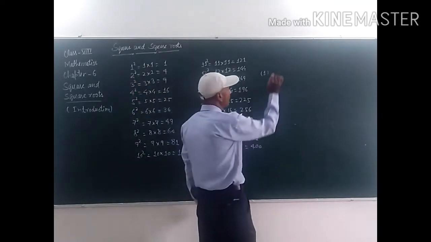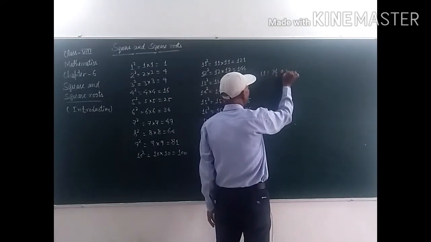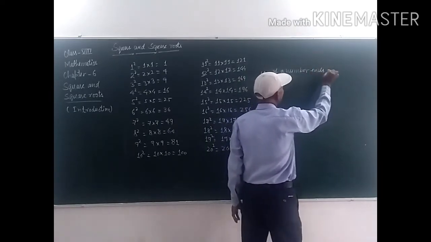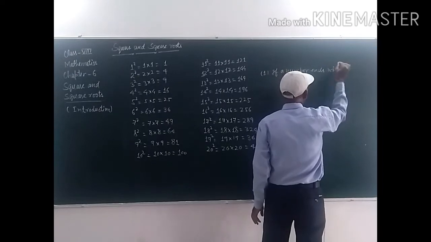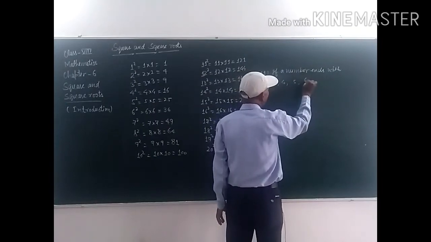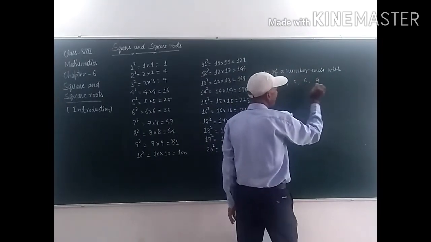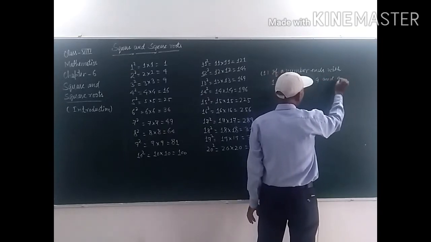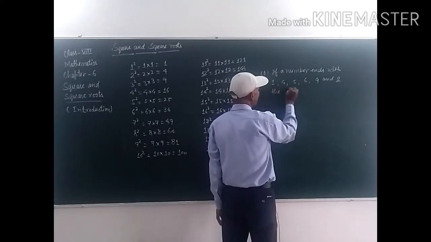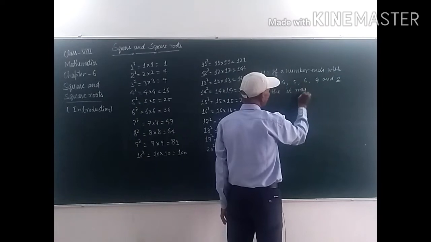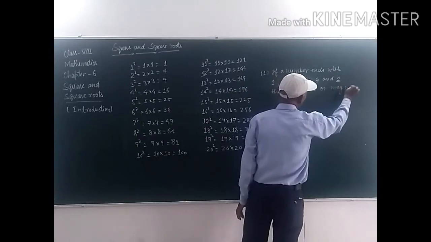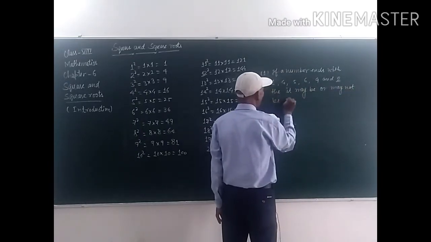The first property: if a number ends with 1, 4, 5, 6, 9 and 0, where 0 should be in pair, students, then it may or may not be a perfect square.